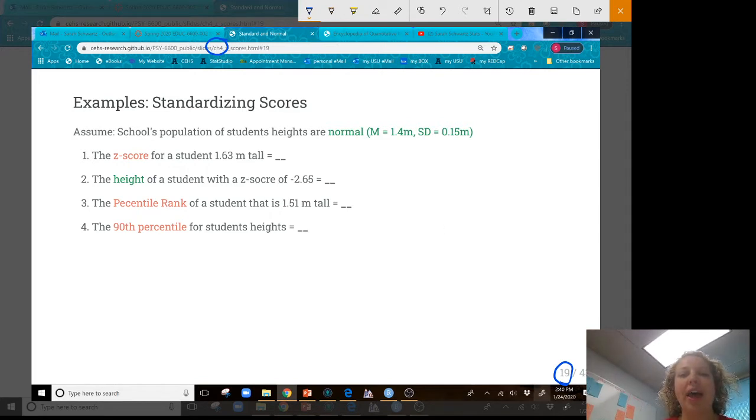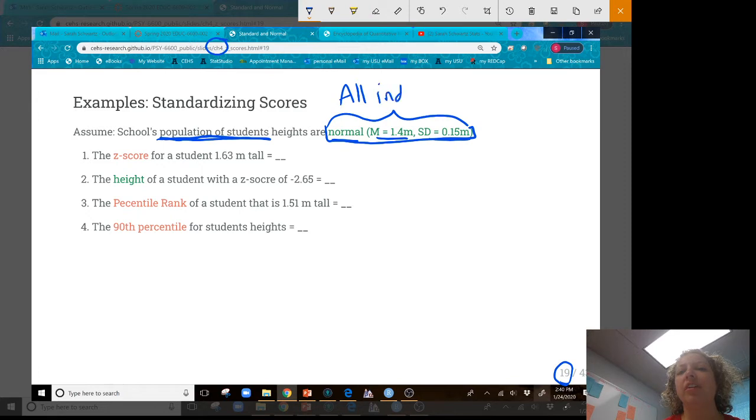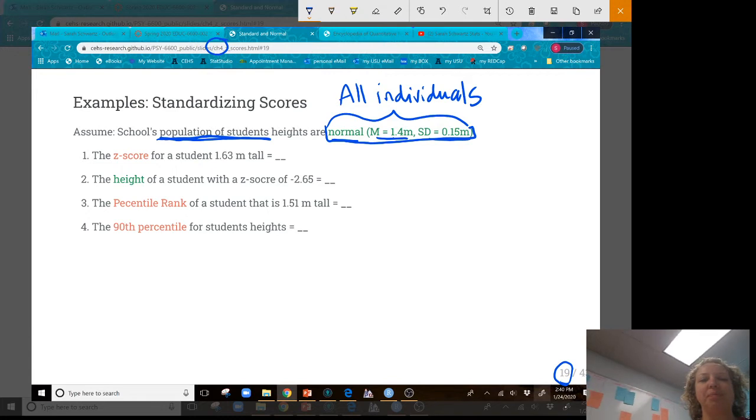So this one, we have the population of all students. It says population, so we know that this shape, center, and spread, all of this is for all individuals. So we can use this number, 1.4, for the center, and this number, 0.15, for the spread, as long as any of these questions are referring to all individuals or an individual, singular, as long as they're not a sample, because then we'd need to go to the sampling distribution.